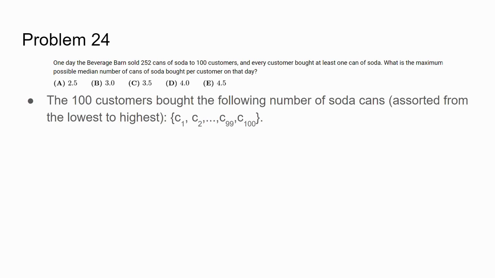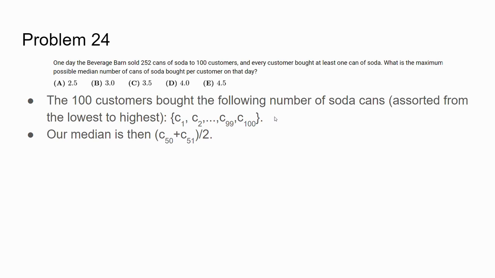So let the 100 customers have bought the following number of soda cans, sorted from lowest to highest: C1, C2, and so on to C100. Don't worry about the notation. Just imagine the first customer bought C1, the second customer bought C2 cans, and so on.